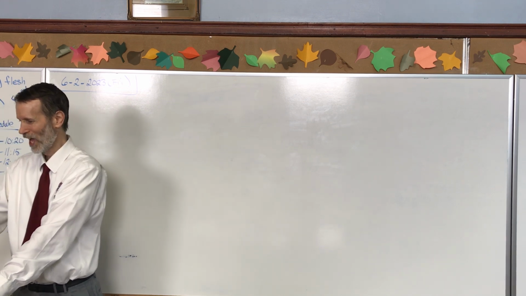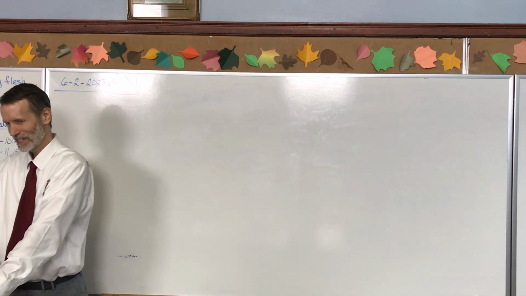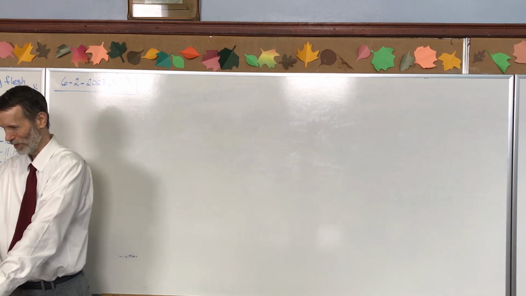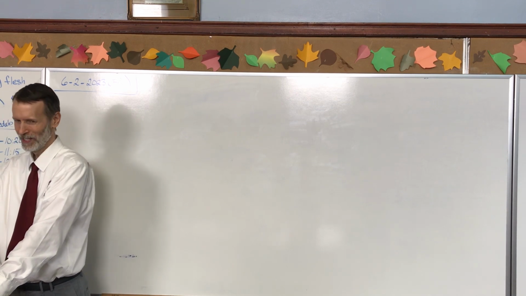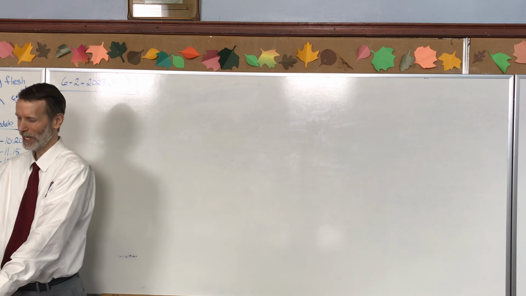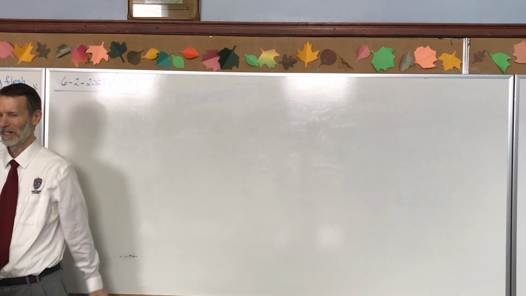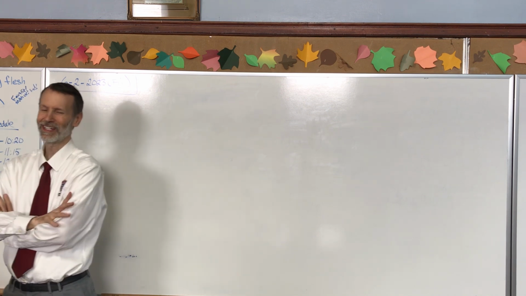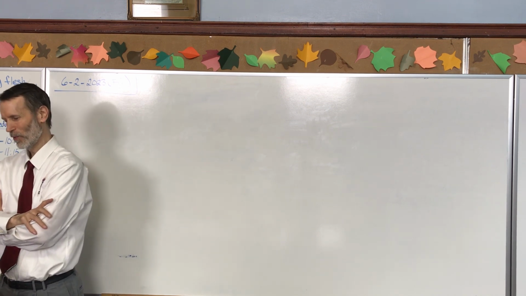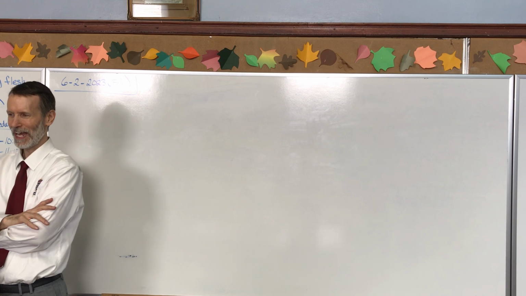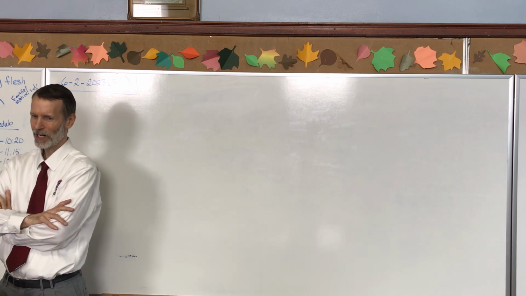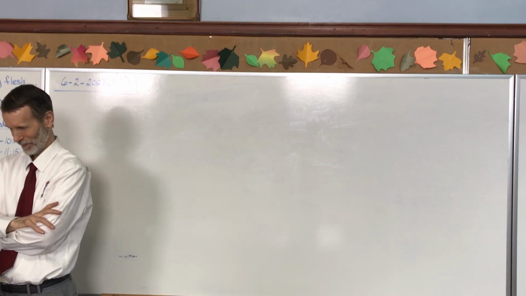Number one: SI is slope-intercept form. The equation is y equals mx plus b. The second one was standard. STND is standard form. The equation is ax plus by equals c.